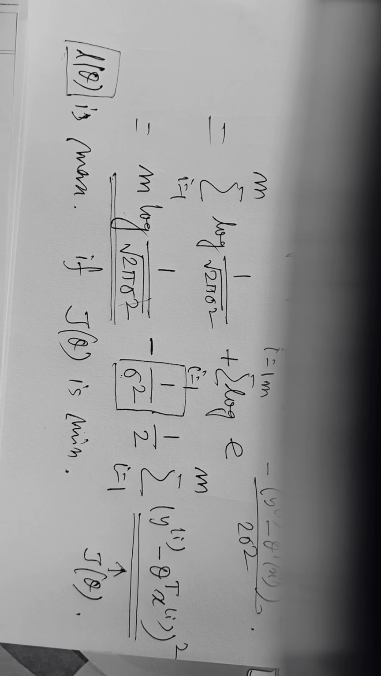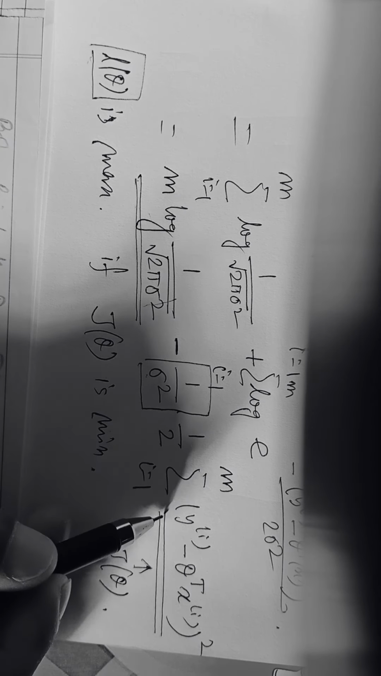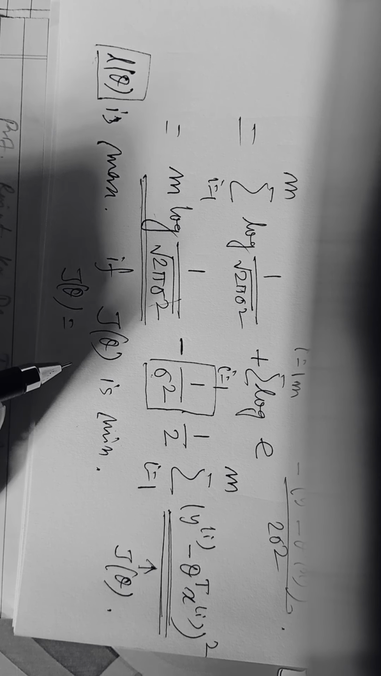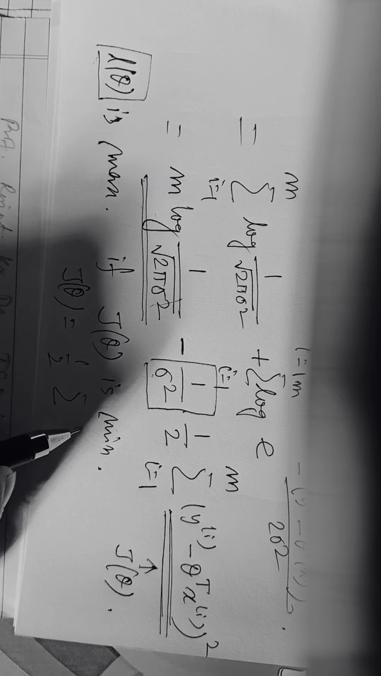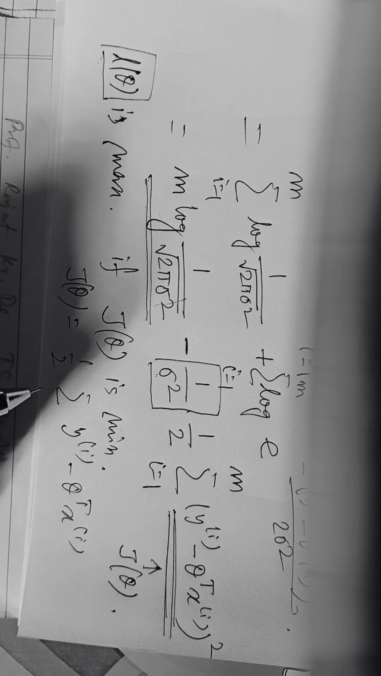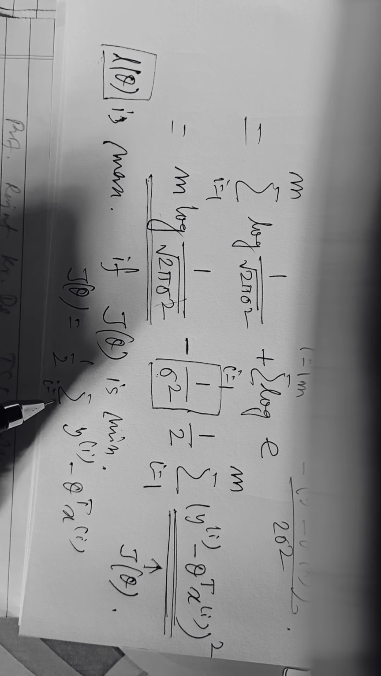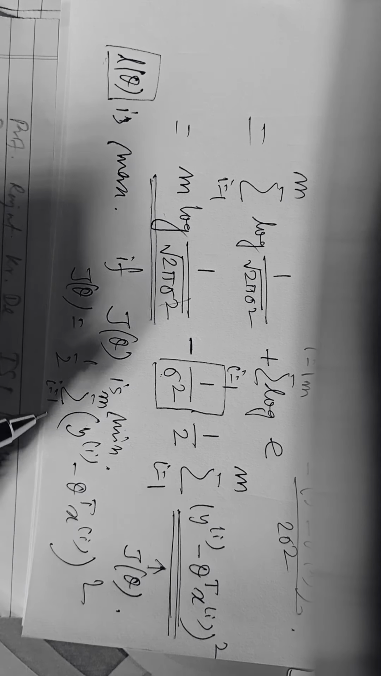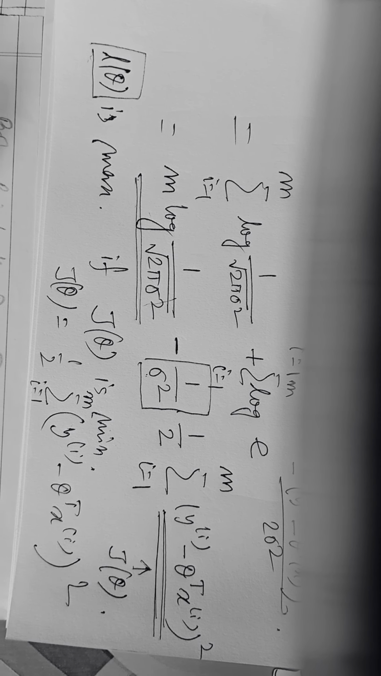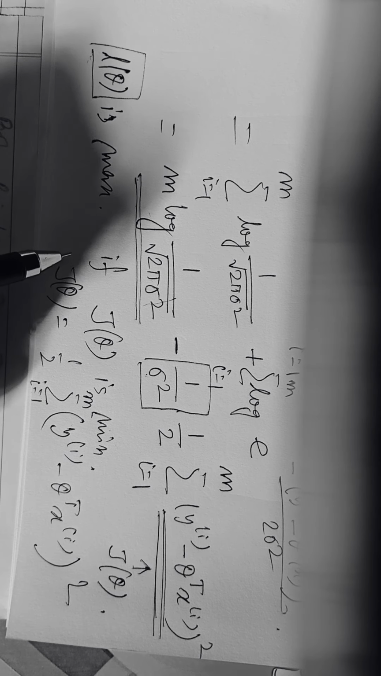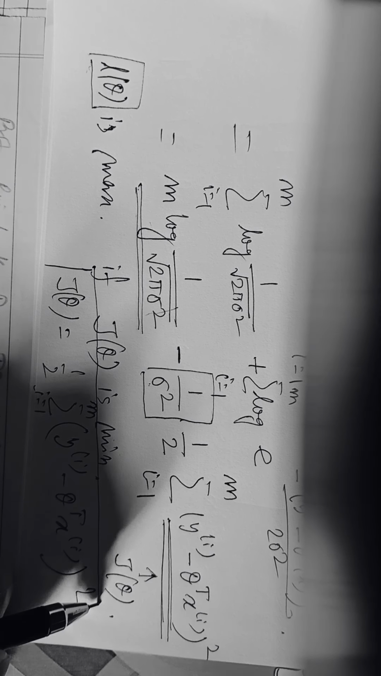Therefore from here you can check that our cost function was j theta equals half of the sum of (yi minus theta transpose xi) whole square. This is for m number of terms, i equals 1 to m. For a single data point, it will be yi minus theta transpose x. Okay. So now I hope you have understood why we have considered the cost function to be this one.